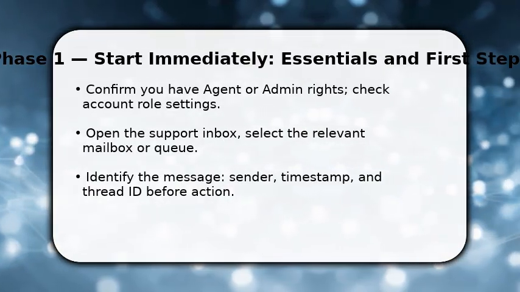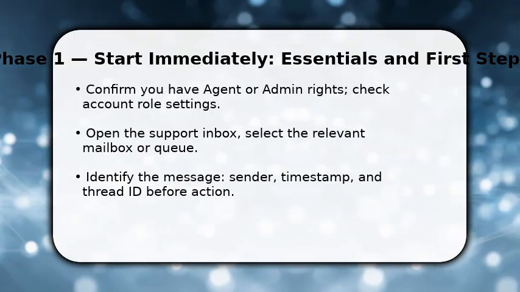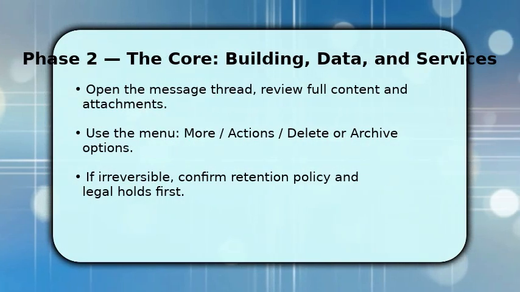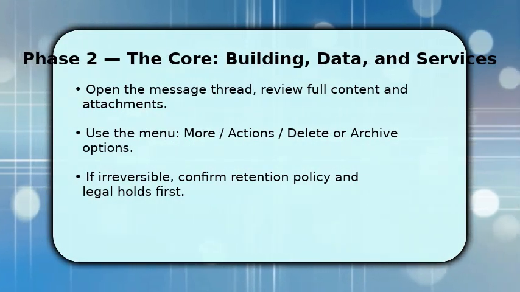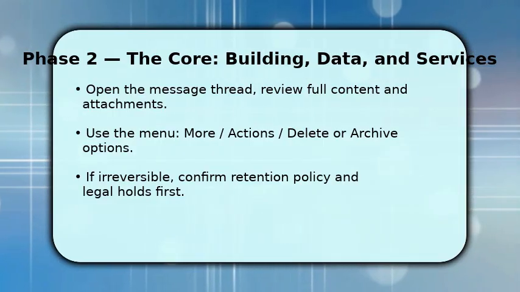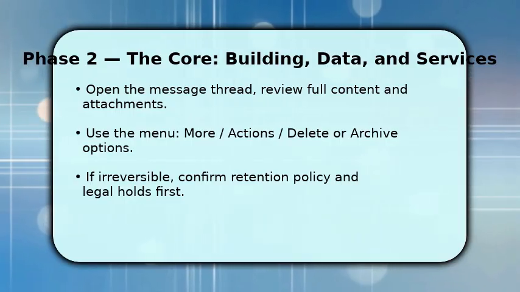If you see attachments, note their names. You may need to archive them before deleting the parent message. Once you've located the message, open the full thread and review content and attachments carefully. You're deciding whether delete, archive, or redact is appropriate.